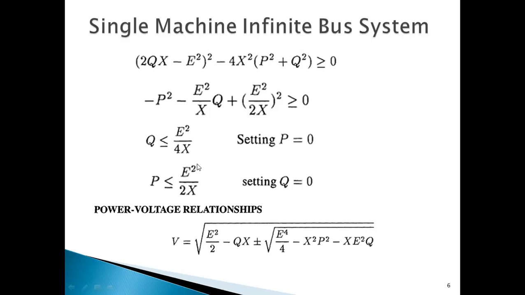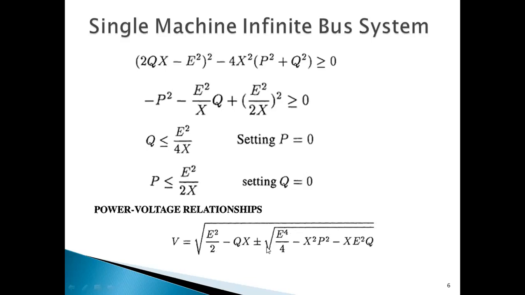Now from this, with the help of this condition and this equation, one can easily solve and get the relationship between power and voltage. We call this the PV relationship, or the equation which relates power and voltage. Now after substituting and simplifying, we will get V is equal to square root of E square by 2 minus QX plus or minus, once again, square root of E to the power 4 by 4 minus X square P square minus X E square Q. You can take time to get this solution, and this is the final equation which we are getting.